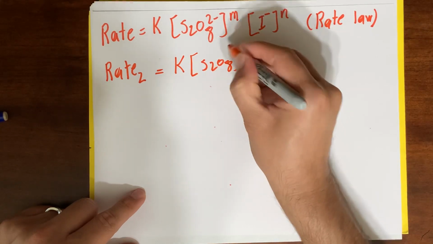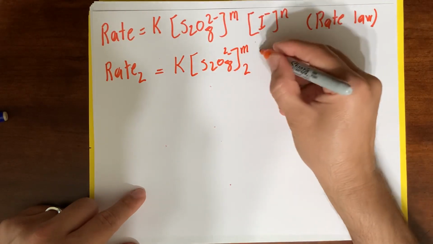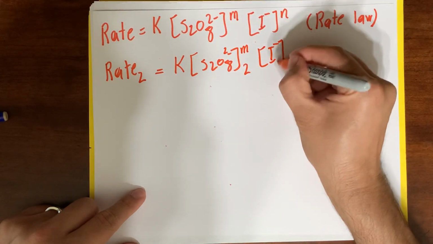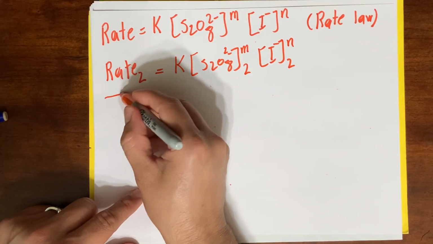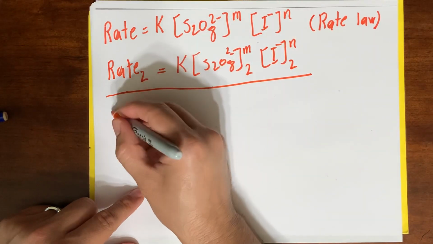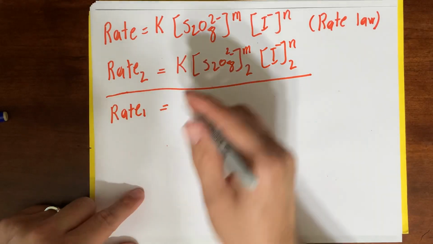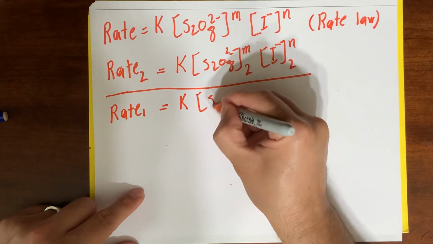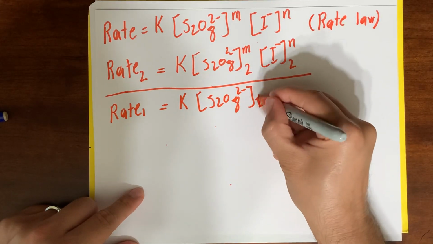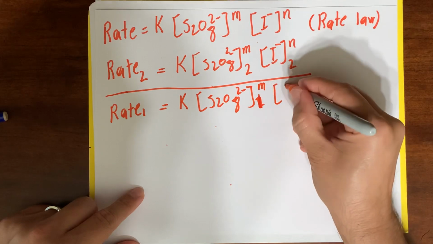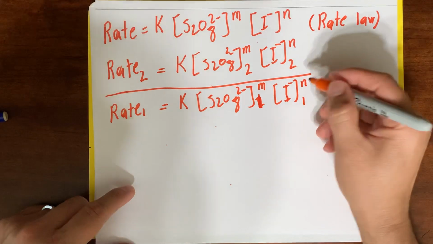S2O8 for the second reaction to the power of M, iodide for the second reaction to the power of N. And let's divide it by the rate of the first reaction. And that one is going to be K, S2O8 minus 2. Sorry, this one is 1, to the power of M, iodide 1 to the power of N.